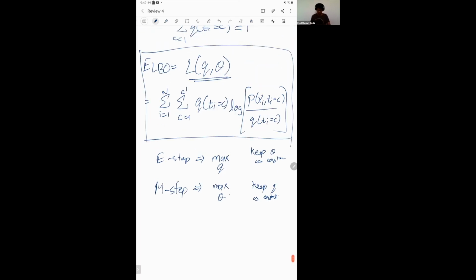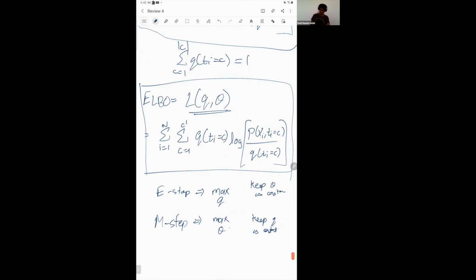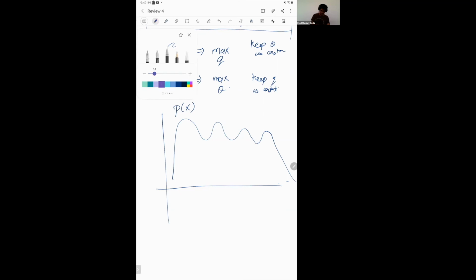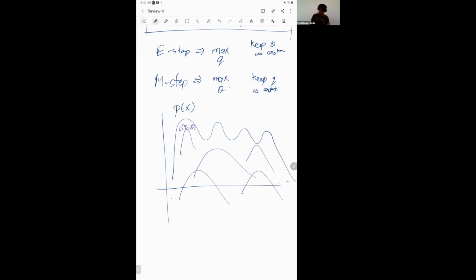So let's just see what happens if we keep theta constant. We have this distribution p of x. All of these are different lower bounds for, let's say, this is for q1, this is for q2, this is for q5, and so on. So let's just fixate some theta.